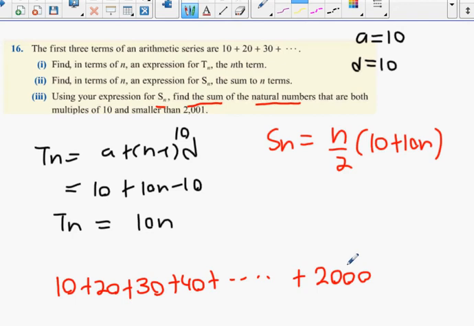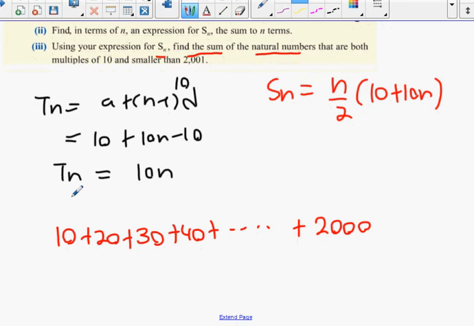And now all of a sudden the question becomes a lot like question 14 we just did a second ago. Does anybody remember how to do question 14? What you need to find out about 2000?